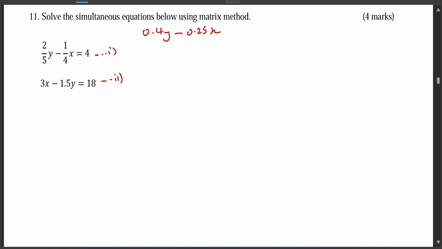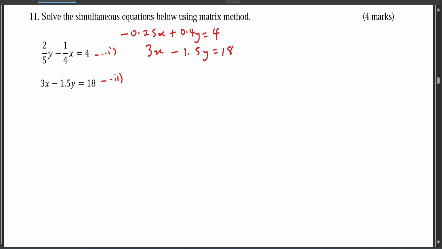But now let's start with x and then y. So let me start with negative 0.25x plus 0.4y, which is equal to 4, and 3x minus 1.5y equal to 18. Very easy. So the next stage is when you write it in matrix form. So it is written like this: negative 0.25, 0.4, 3, negative 1.5, multiplied by x and y, to give you 4 and 18.